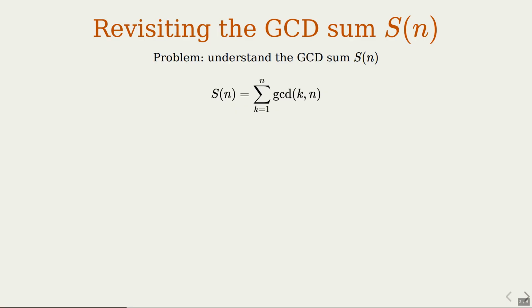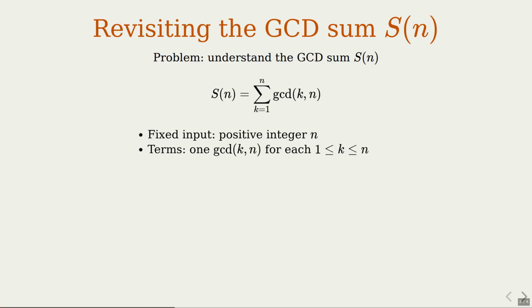For a fixed n, we add the greatest common divisor of k and n as k runs from 1 up to n. So even for something like n equals 12, that would already be 12 different greatest common divisor values to add up. We lock in one integer n and study how all the numbers from 1 to n interact with it. That means the sum could have a lot of pieces if n is large. Exactly. Which is why we want to look for a pattern instead of computing every greatest common divisor directly.